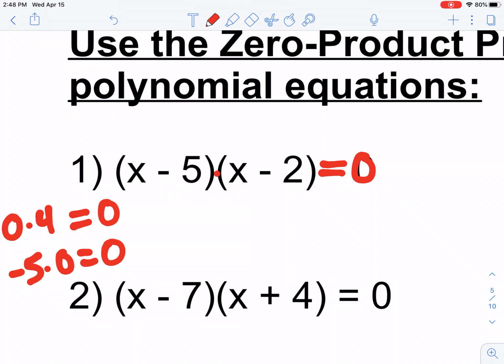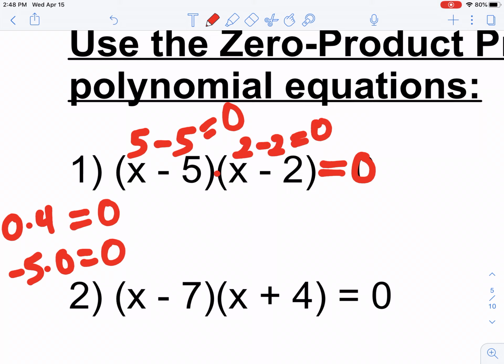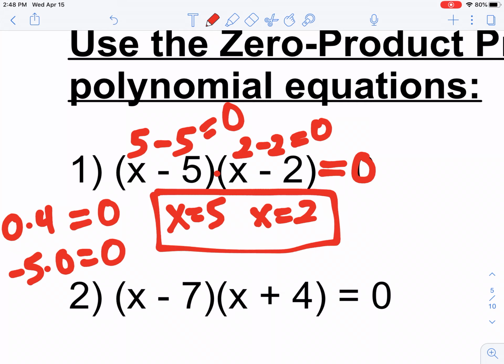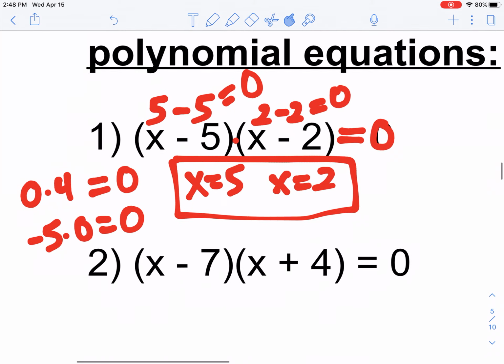That's all that means. So basically, if you want to solve this for x, if you had x minus 5, what number, if you plugged in for x, would make it equal to 0? The number 5, right? If you had 5 minus 5, that's going to equal 0. And then here, if you have 2 minus 2, that's going to equal 0. So x equals 5, x equals 2 are your two answers. Because 5, if you plugged in, you would get a 0 in the first parenthesis, and 2, if you plugged in, you would get a 0 in the second parenthesis. So those are your two solutions to this equation. You're just thinking of the numbers that, if you plugged it in, would make it equal 0.